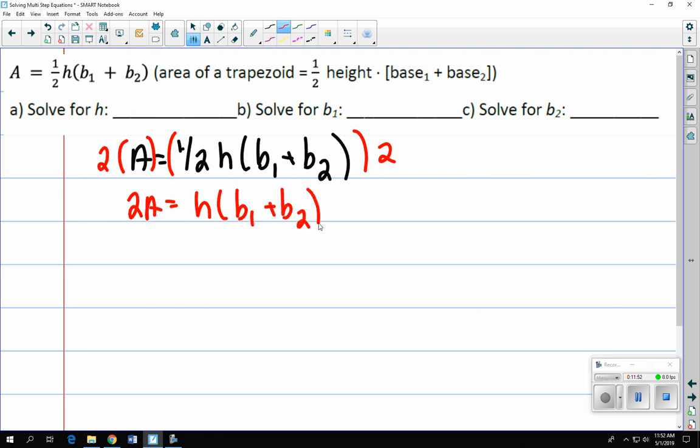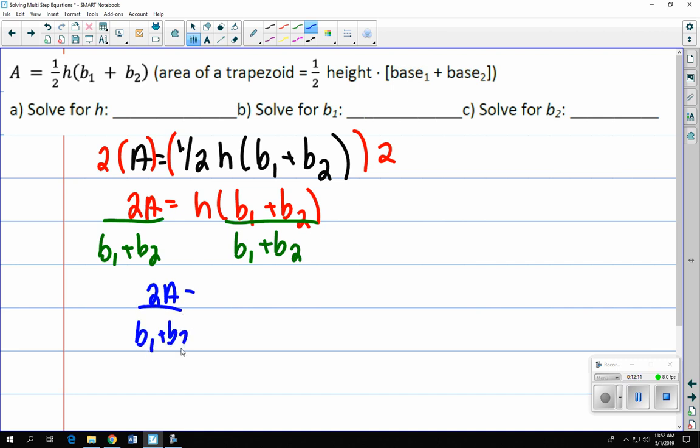Because the b1, b2 are in parentheses and the h is by itself, I want to divide by what's in that parentheses, that b1 plus b2. This will now isolate my variable h. So I'm going to have 2a divided by b1 plus b2, and we're going to put that in parentheses to stay consistent, is equal to my height. There would be my final answer.